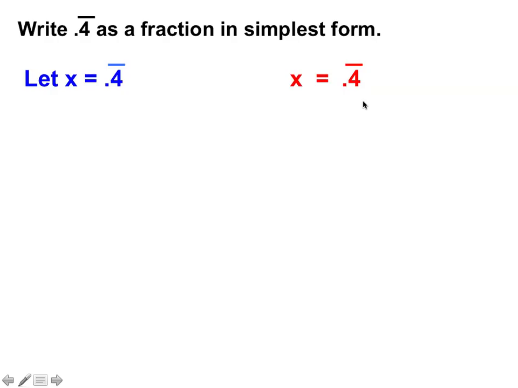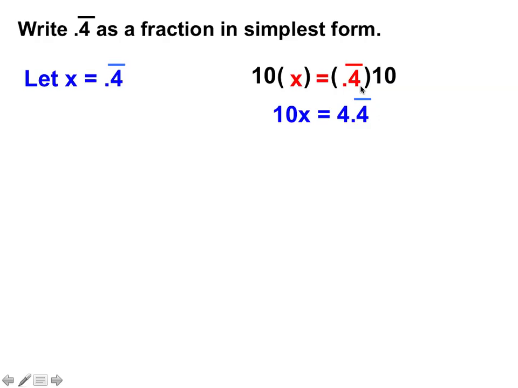How do I solve this? First step, I'm going to multiply both sides by 10. The reason I'm going to do that is when I multiply this side by 10, I get 10x. That's easy. But when I multiply this side by 10, I end up getting 4.4 repeating, because when you multiply by 10, it slides the decimal one spot to the right.